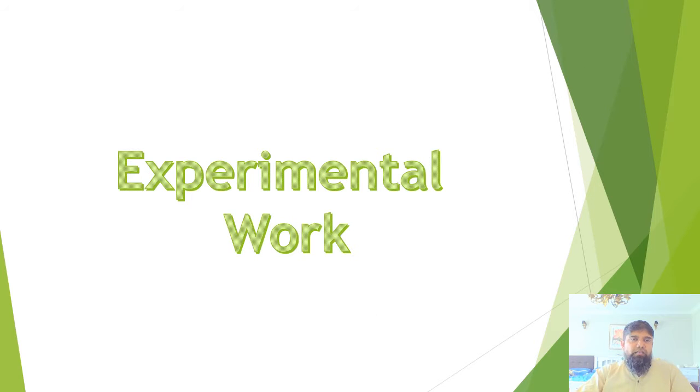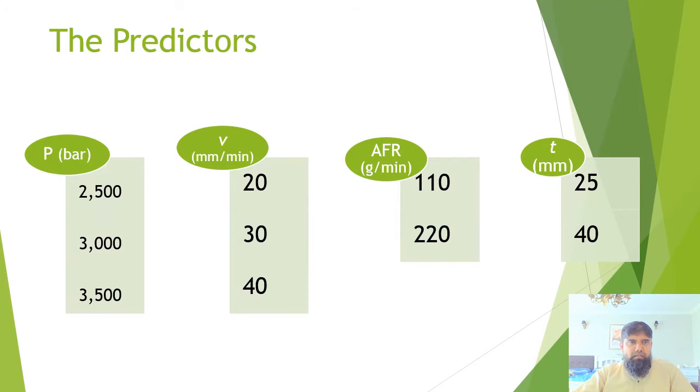Experimental work. This section provides the details in respect of the predictors controlled, the responses measured, and the other fixed parameters. This slide gives the information about the predictors controlled. The first one is the jet pressure. The three levels of this predictor that will be tested are 2500, 3000, and 3500 bars. The second predictor is traverse speed measured in millimeter per minute. And the three levels tested would be 20, 30, and 40 millimeter per minute.